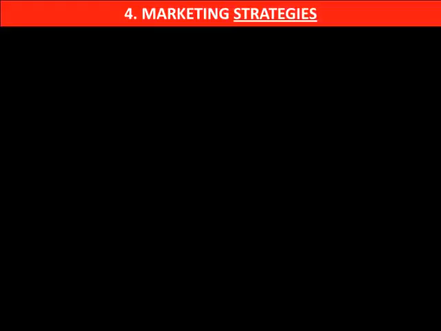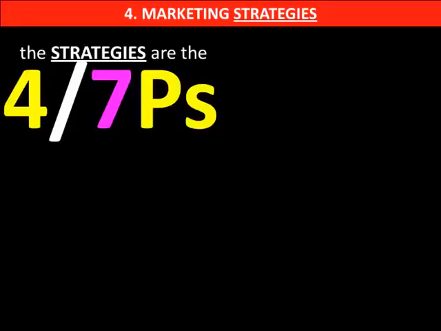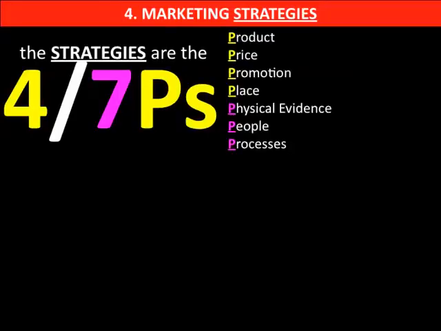Every time we talk about marketing strategies, and any question that you get about marketing strategies, you've got to know that the strategies are the 4 or 7 Ps. So we've got product, price, promotion, place. Those are the usual ones, the typical ones, the original ones. And then you've got the 3 extra Ps that are especially for services, but I guess for modern marketing as well. So you've got physical evidence, people, and processes.